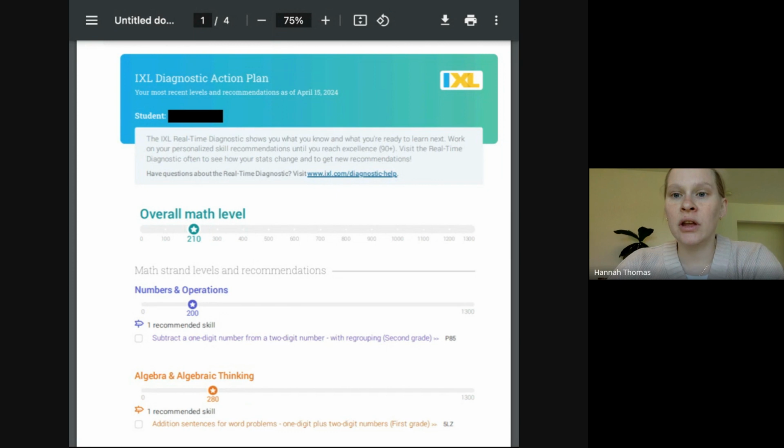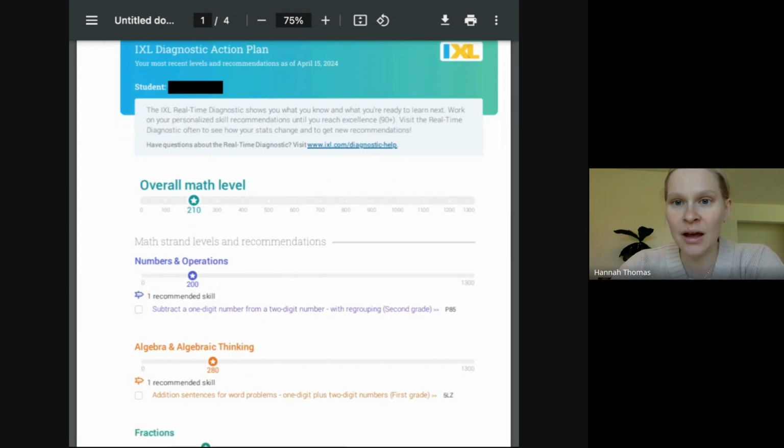So looking here, we have the real-time diagnostic, which shows you what you know and what you're ready to learn next. So this gives us a good representation of what grade level your child is in, and what specific skills they need to work on in order to be at grade level. It gives you a personalized skill recommendation.